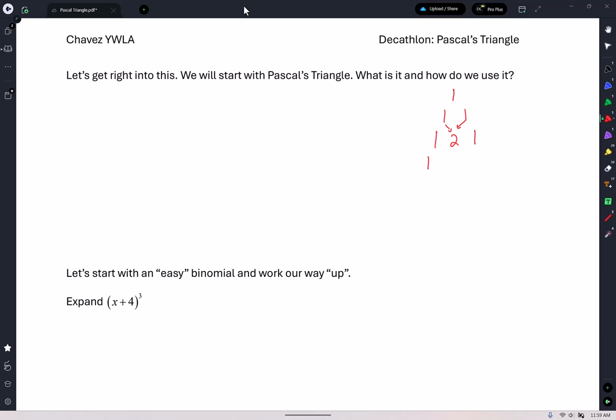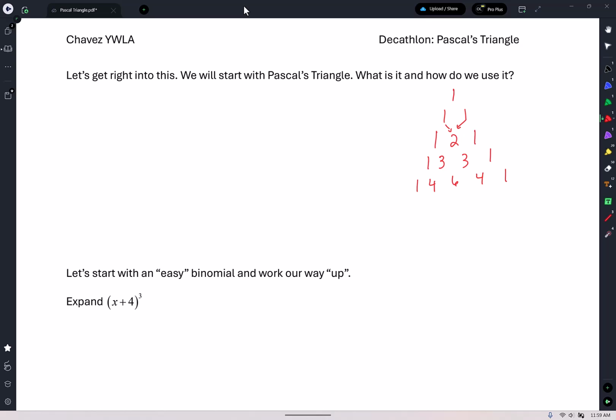So I'm going to go 1, and then 1 plus 2 is 3. So 3, and then 2 plus 1 is 3 again. 3, and then 1. And then you just continue forever and ever. 1, and then 3 plus 1 is 4, and then 3 plus 3 is 6, and then 3 plus 1 is 4, and then 1.